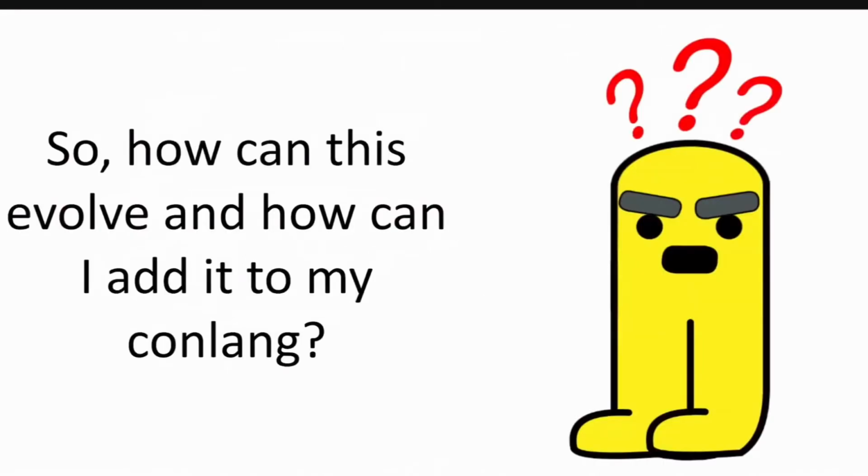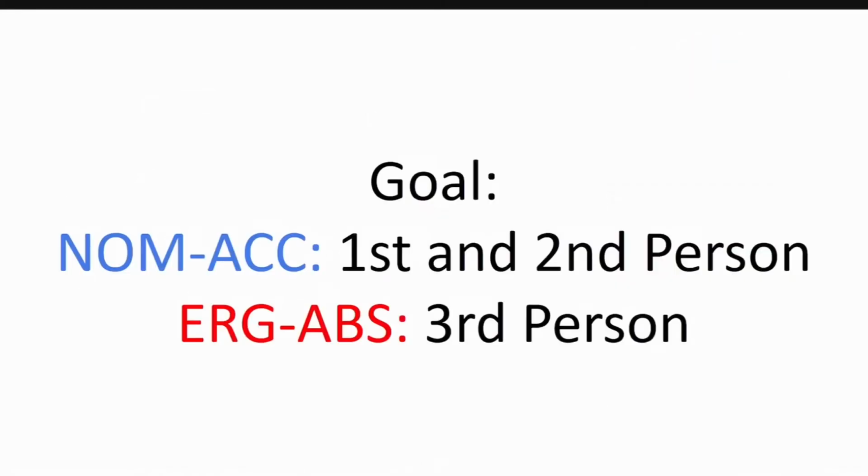So, how can this evolve in a Conlang? Well, I will walk you through two possible variations on these systems. First, let's make a system where first and second persons follow an accusative pattern, while third persons follow an ergative pattern.